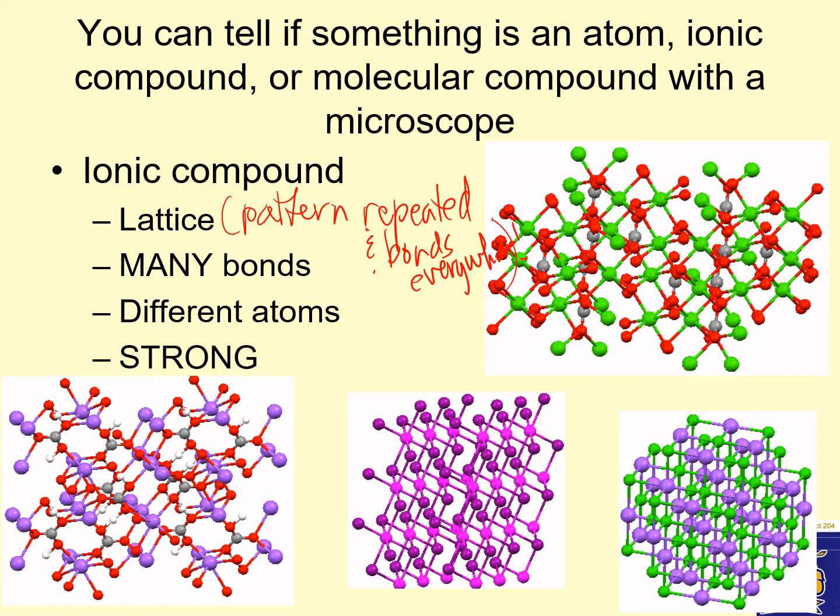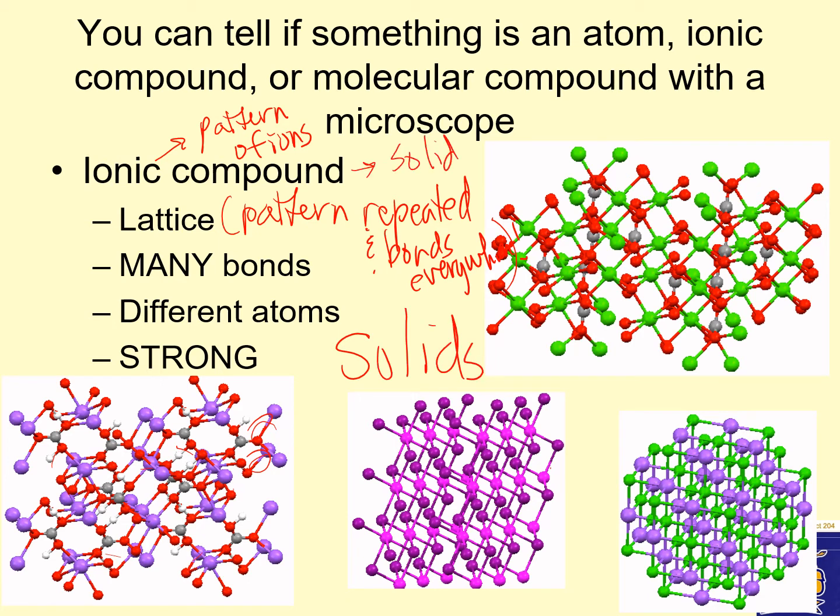And so if it's ionic, it's a pattern of ions. So there's positive, negative, positive, negative, all the way through. And you can see the strength of the bonds and the repeating patterns all the way through. Here we go again. Light pink, dark pink, or purple, bond, bond, bond, lattice, structure, strong. So these are going to be solids. Ionic compounds are going to be solids because of the strong bonds and the pattern.